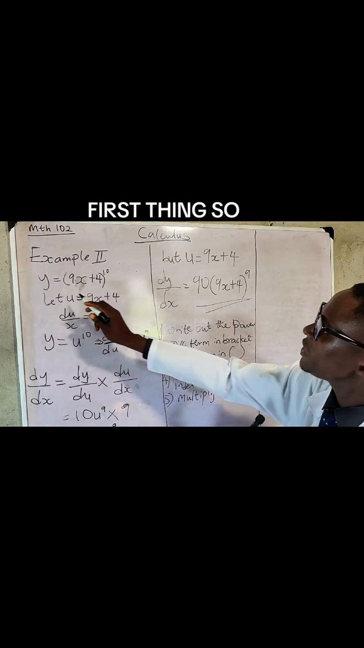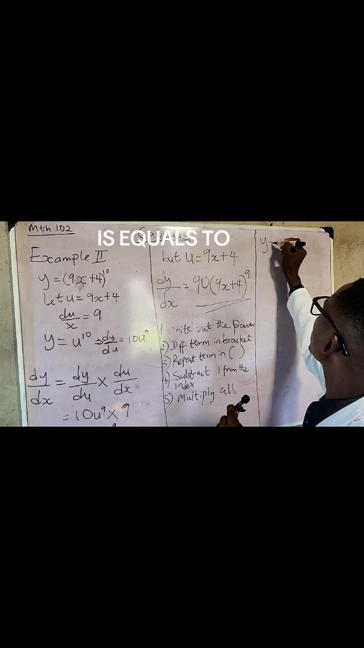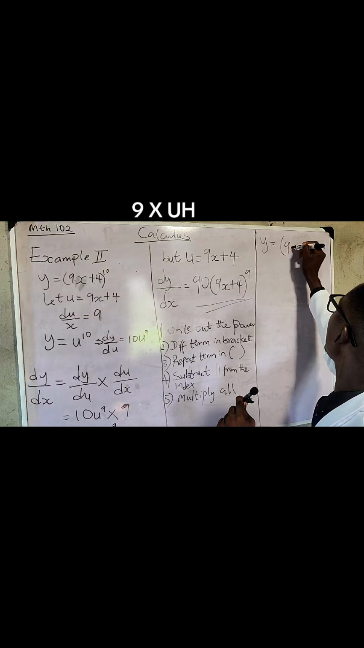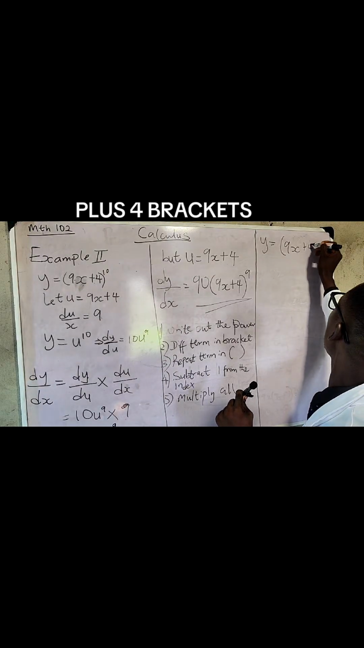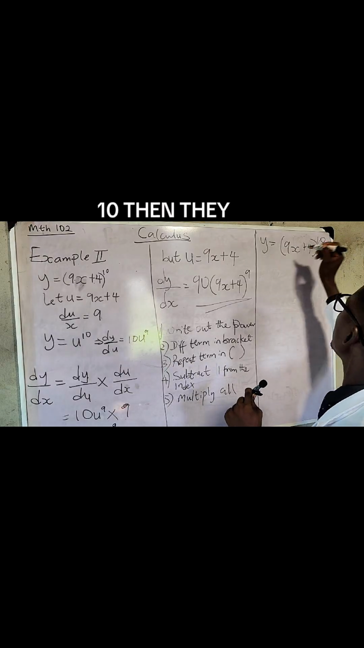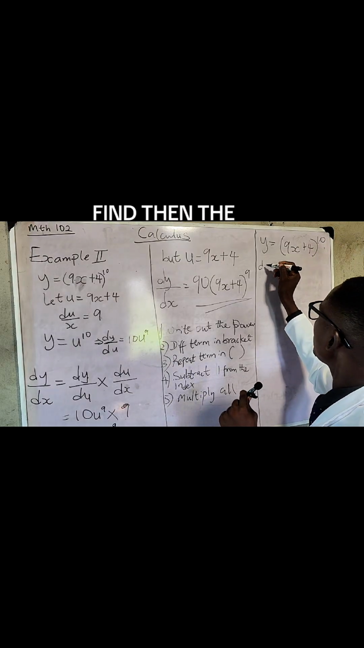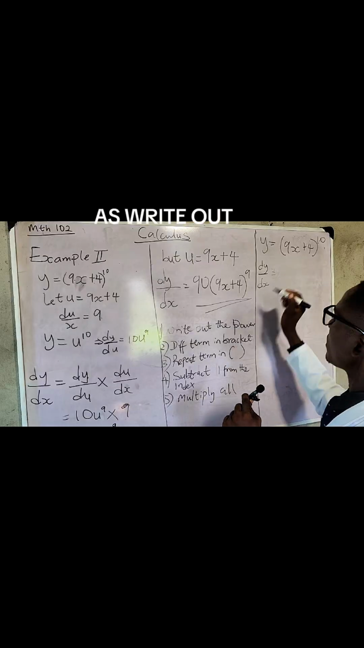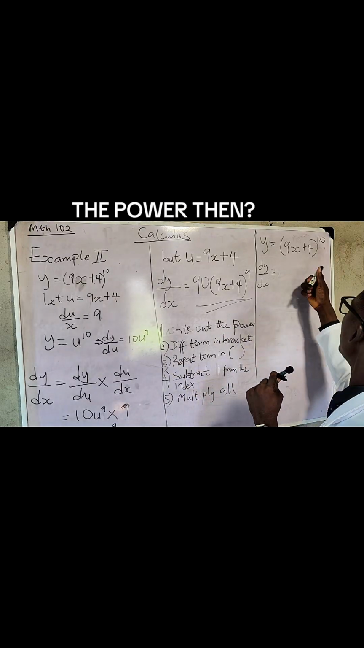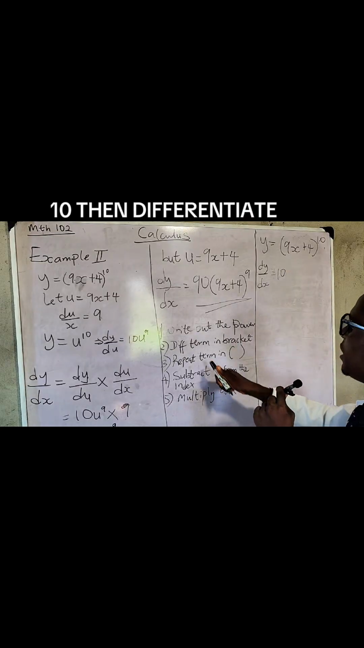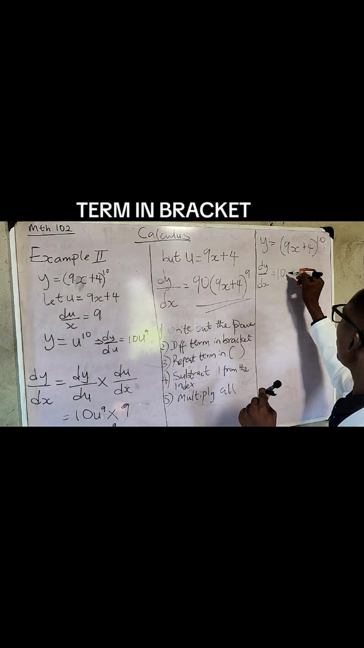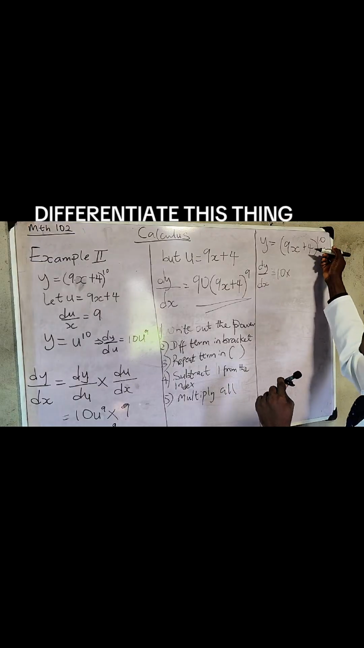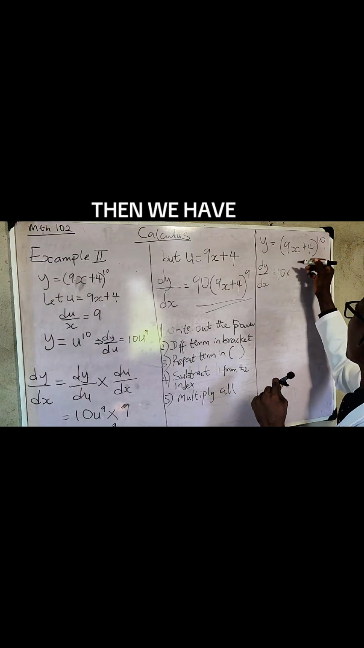So how do we do this? In this question now, we have y is equal to the bracket 9x plus 4, bracket raised to power 10, and they say find dy dx. The dy dx will be as simple as writing out the power. What's the power? The power is 10. Then differentiate the term in the bracket, which is 9x plus 4. When you differentiate this, 4 is off, x is off, and we have 9 left.